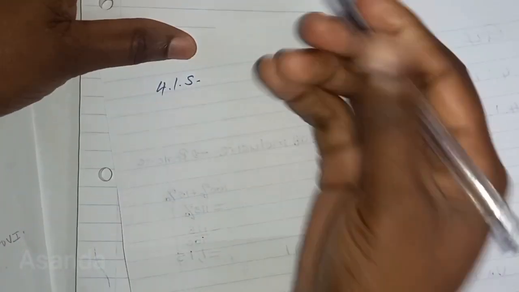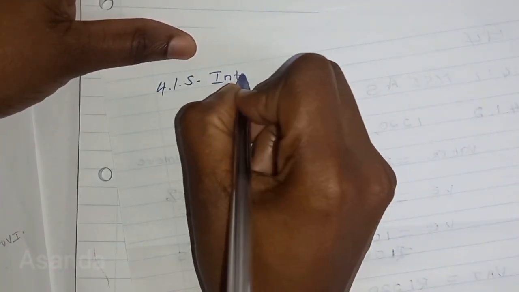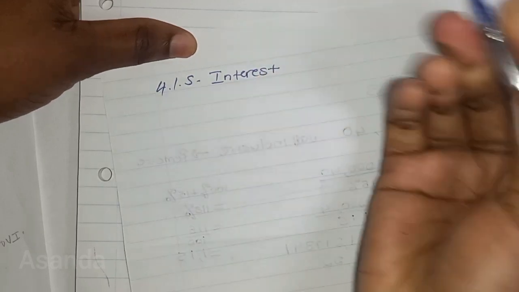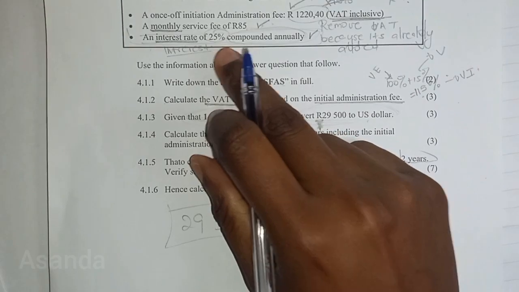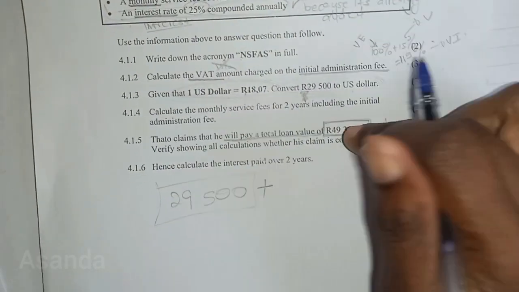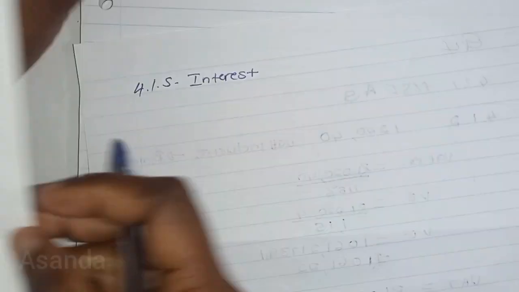So we're going to find the interest first. Okay, what do they say about interest? They say 25% compounded annually for 2 years, right? So we're going to calculate for 2 years because the question says after 2 years. So let's calculate for 2 years.